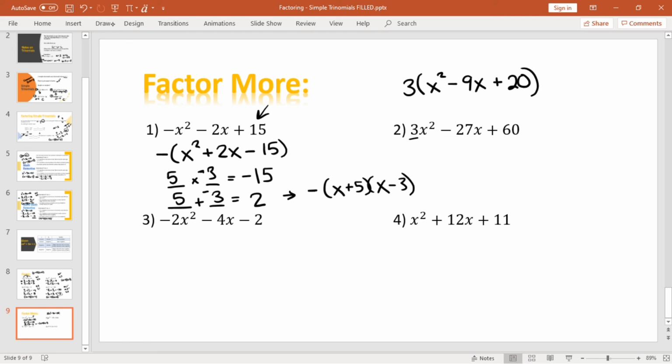So looking around before I start, I'm going to have something times something equal positive 20. And those same two factors must add to negative 9. I know they're both going to be negative because they made a positive number. So 20 factors, once again, 20 and 1, add to 21. 10 and 2, add to 12. 4 and 5, add to 9. Those are my factors. And because 9 was negative, I need them both to be negative. So my final answer for this one, don't forget to write that 3 in front.